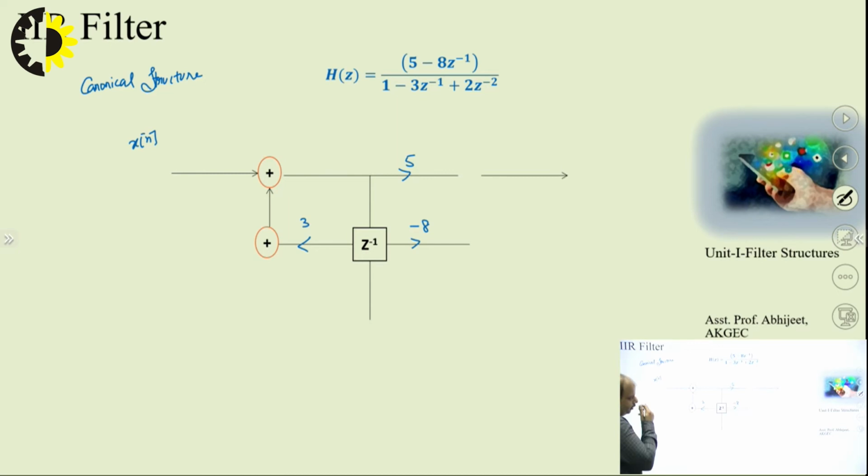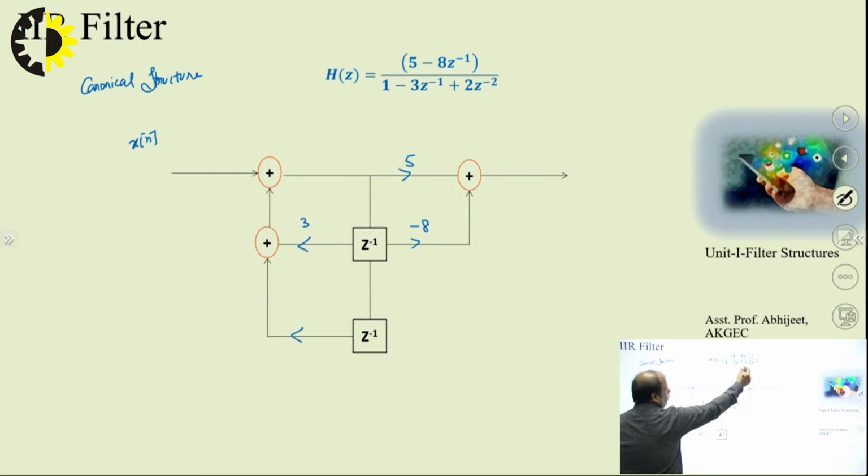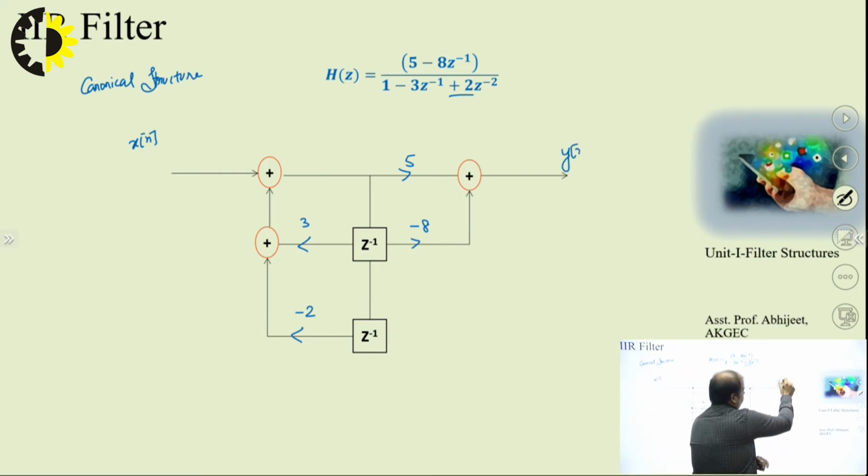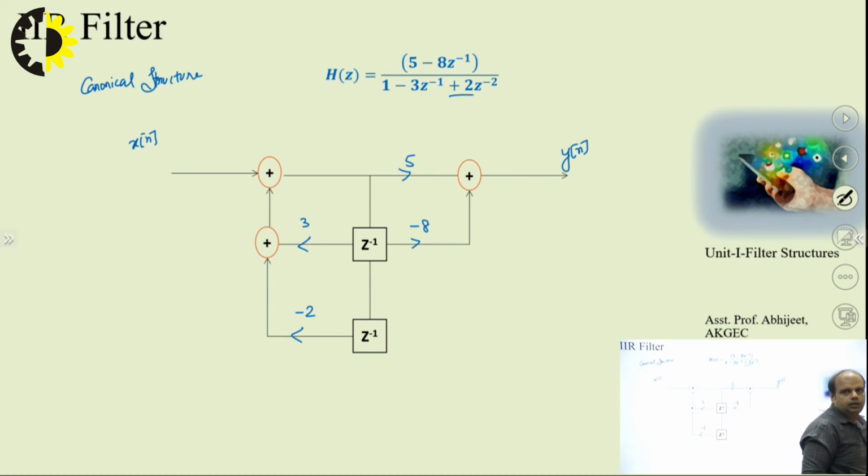But in this case you can understand n is not equal to m. So in the denominator we require 2, but in the numerator we require 1 less. So that is the advantage of this. So I have Z to the minus 2 also, and that will be multiplied by the opposite of this, minus 2. And this is the canonical structure for the same transfer function, and the number of delays has been reduced. We eventually will get the same output expression y of n, correct?